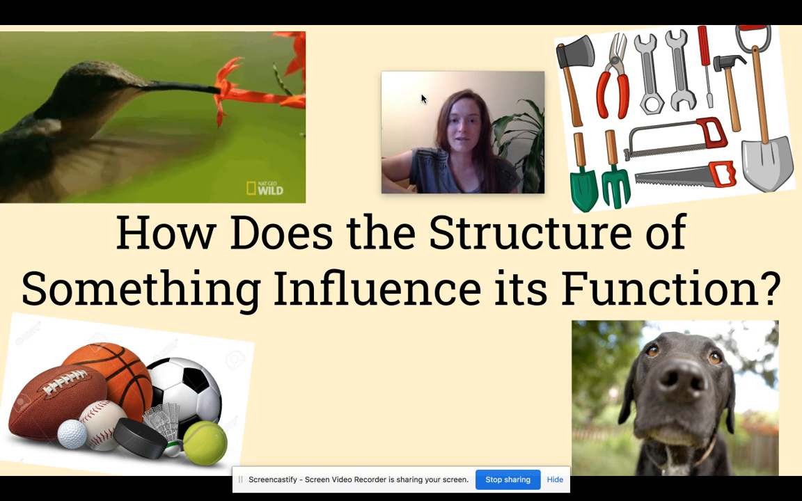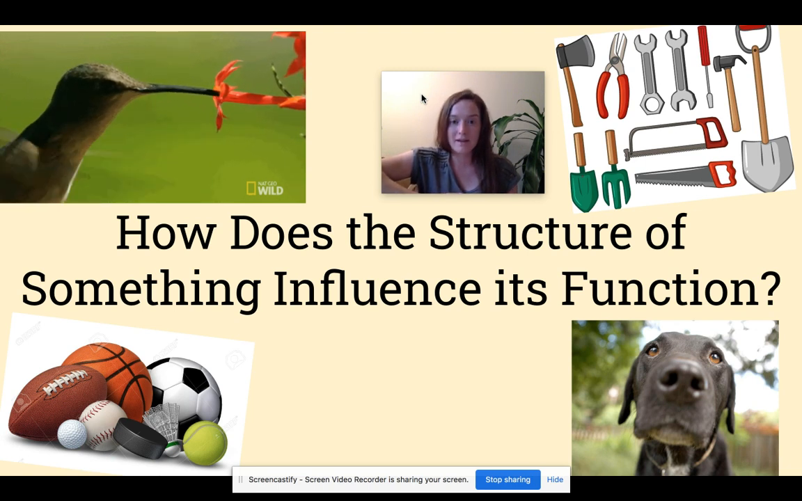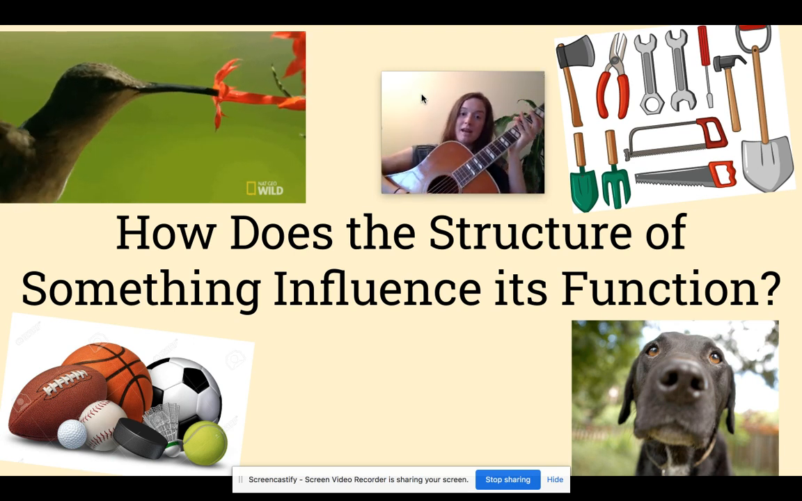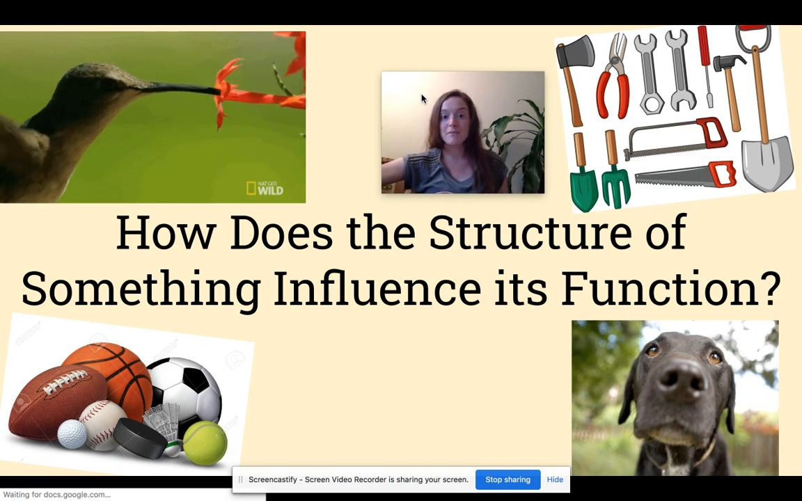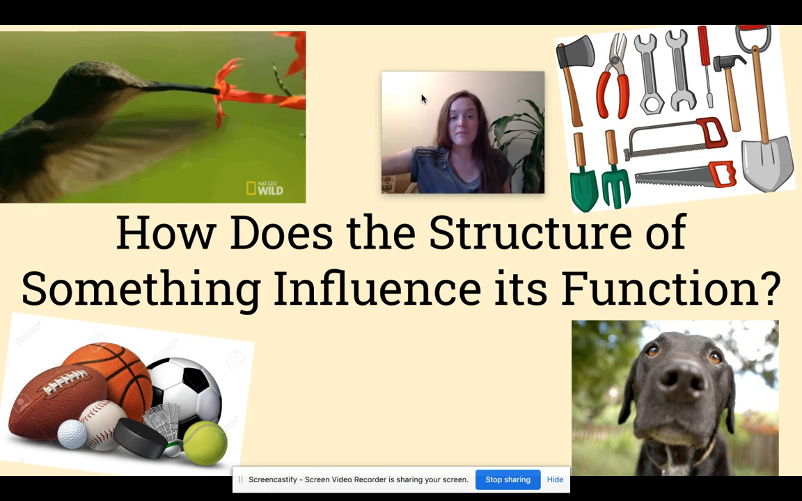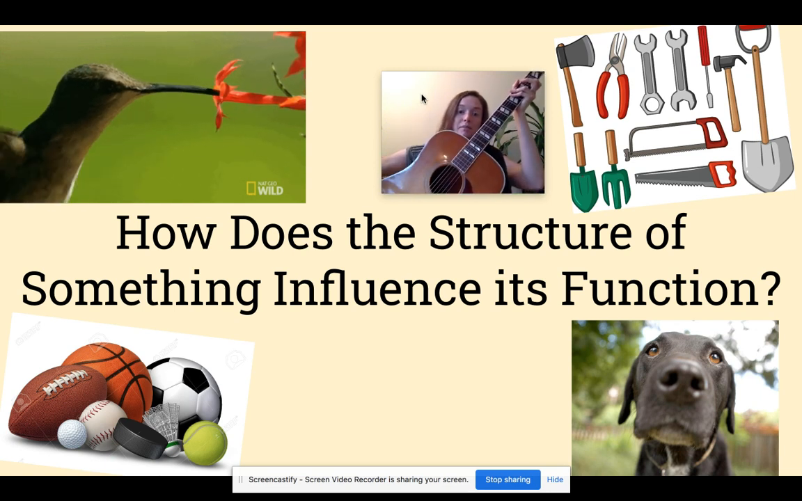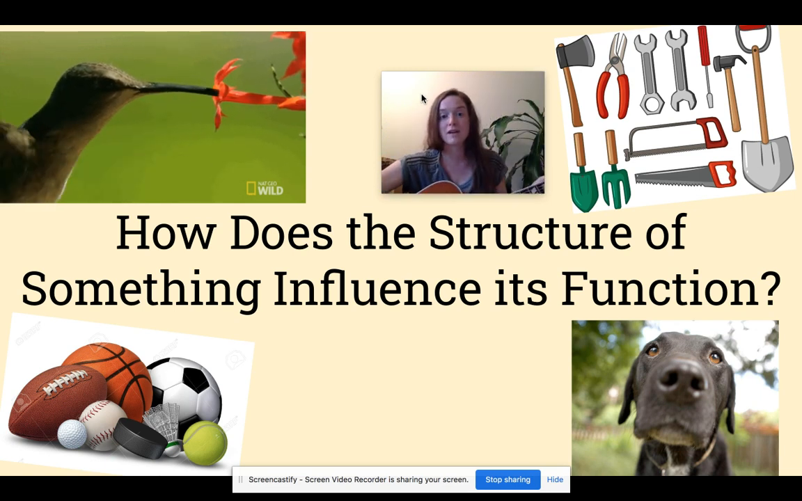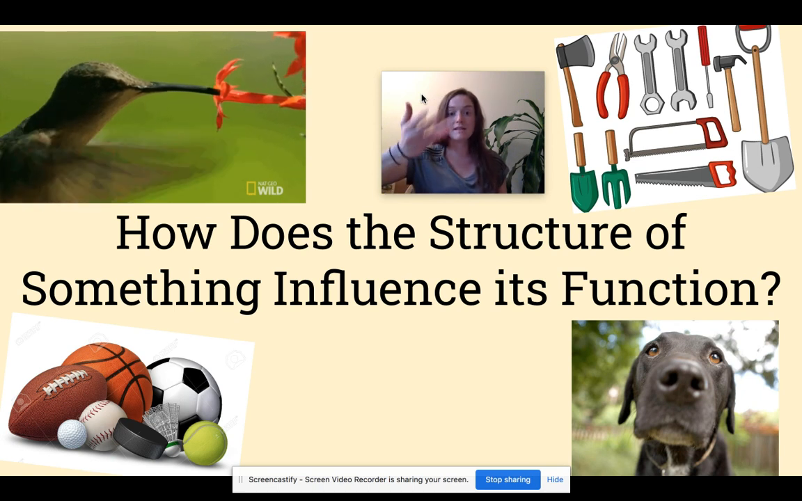I wanted to start us off with a question about how the shape or structure of something influences its function. I would argue that nothing is shaped the way it is by chance, and the structure or shape of something always has something to do with the job that it does. One fun example is a guitar here. The shape of the guitar is what enables it to make the sounds that it has. The hole in the middle, the sounding board, the type of wood, everything about its shape enables it to give the sounds that it does.